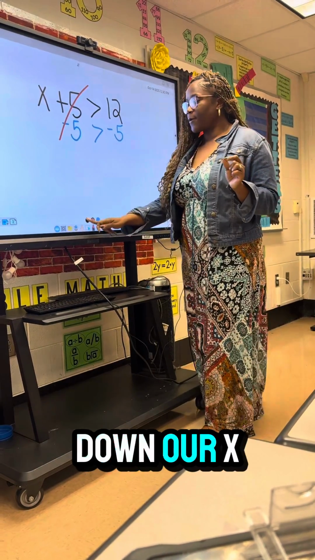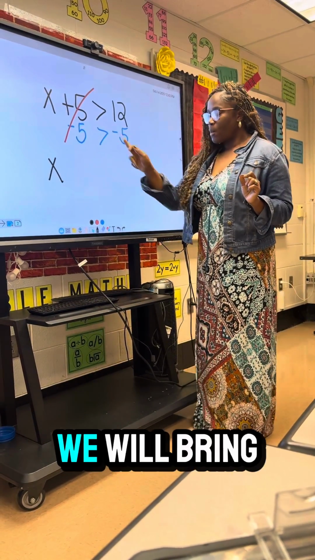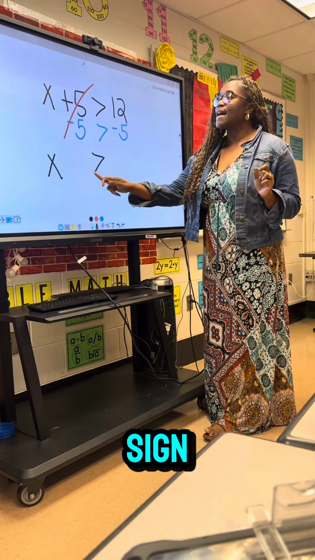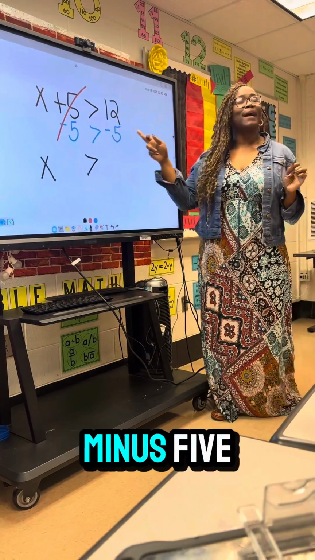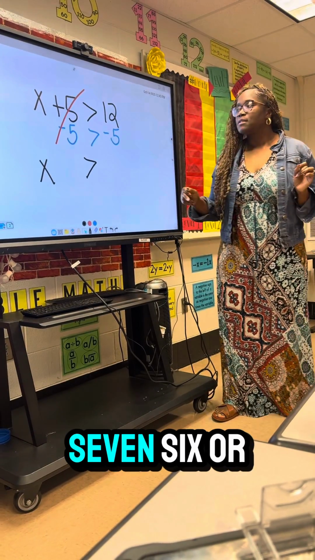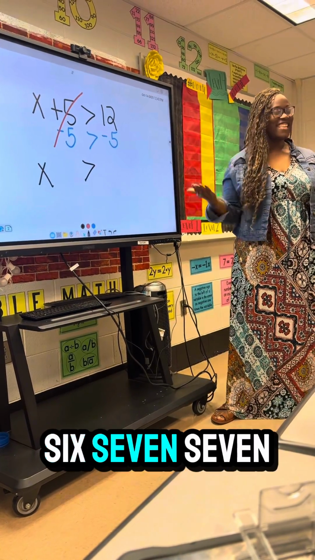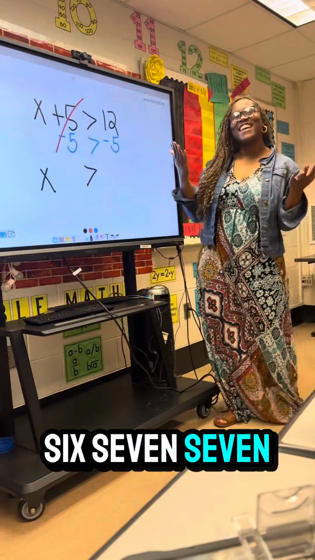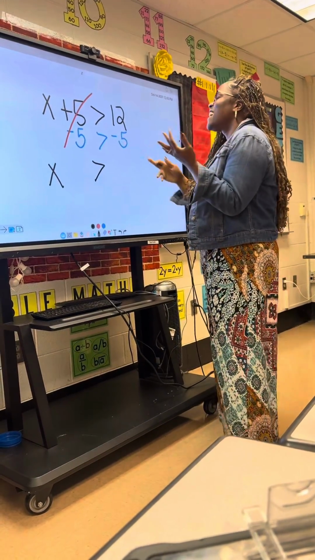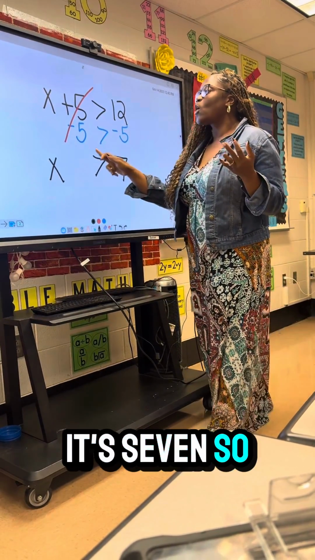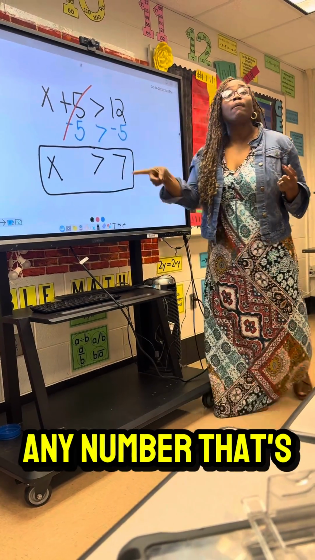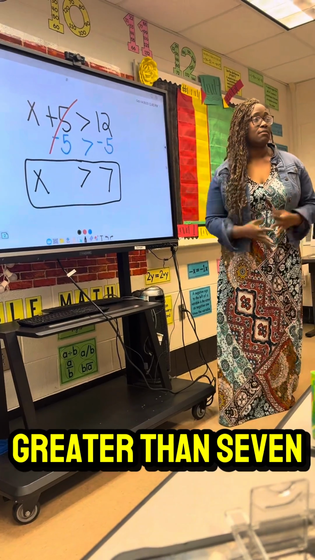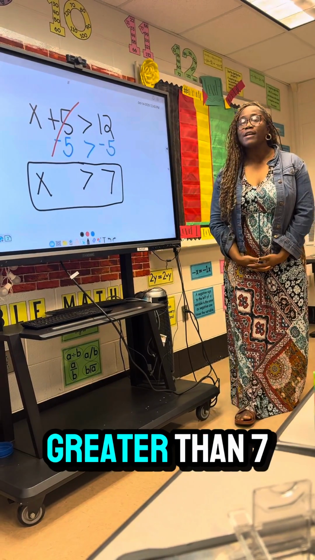We will bring down our X. We will bring down our inequality sign, which is, what sign is that, y'all? Greater than. And what's 12 minus 5? 7. It's 7. So what this means is that our answer can be any number that's greater than 7. Any number that's greater than 7.